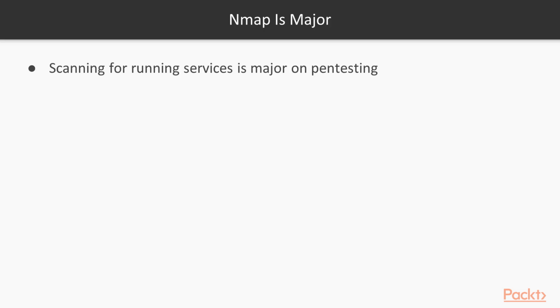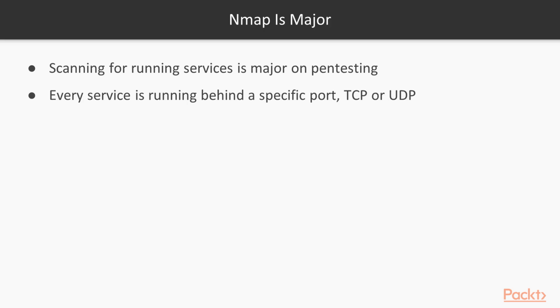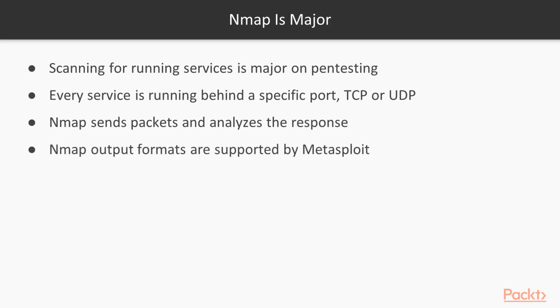Scanning for running services is major in pen testing. Every service is running behind a specific port, TCP or UDP. For example, ProFTPD is running on port 21 and Apache Web Server is running on port 80. Nmap sends packets and analyzes the response. In this case, according to this engine, they will discover if the port is open and which service is running behind it. Actually, Nmap output formats are supported by Metasploit, especially XML.